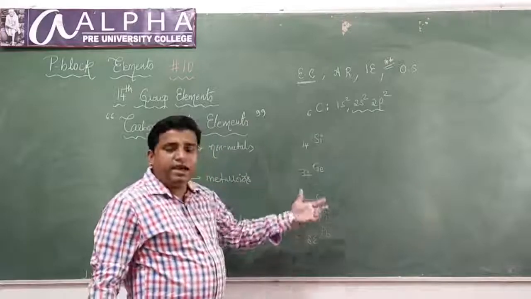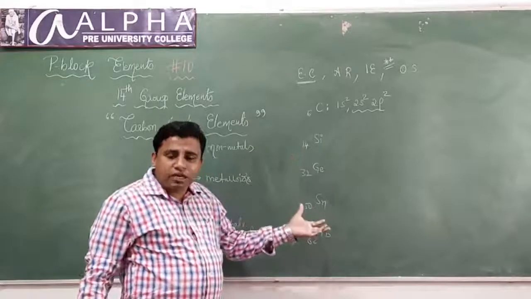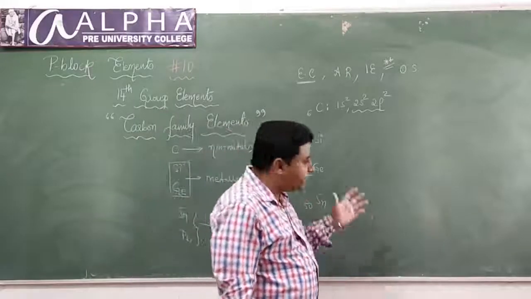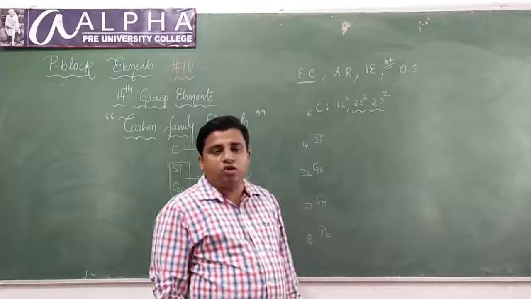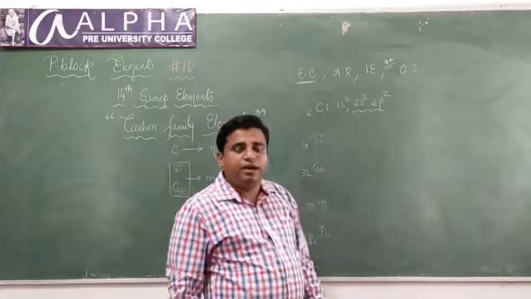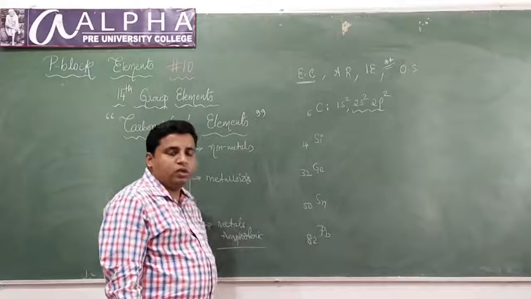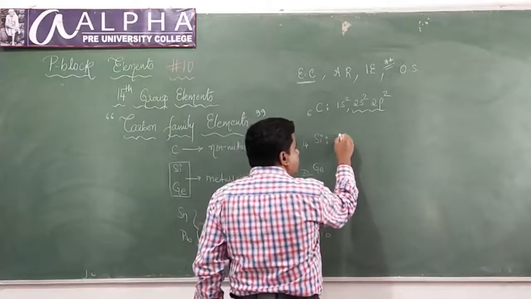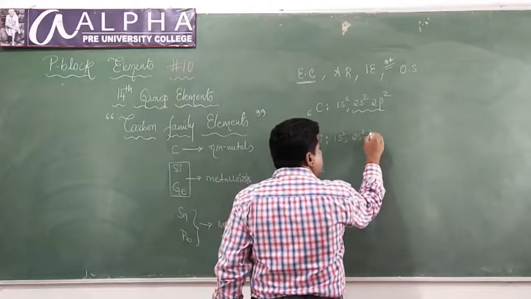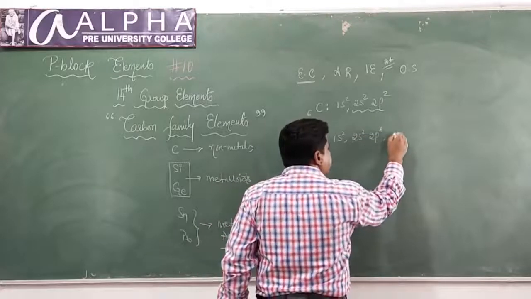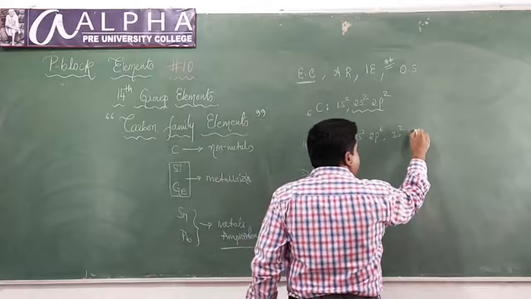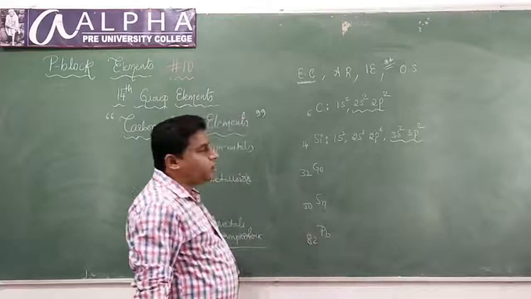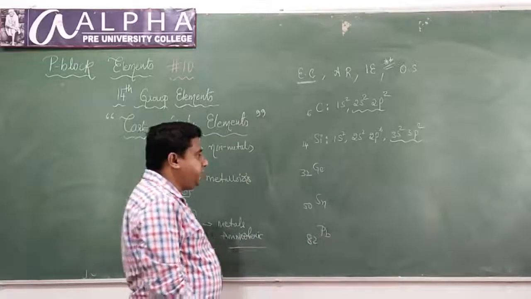While you write the electronic configuration, please observe the outer shell configuration. What is the outer shell configuration of carbon? It is 2s2, 2p2. Now coming on to silicon, what is its electronic configuration? It is 1s2, 2s2, 2p6, 3s2 and 3p2. Is this correct? Yes, 3s2, 3p2. Correct. Now coming on to germanium, what will we have?